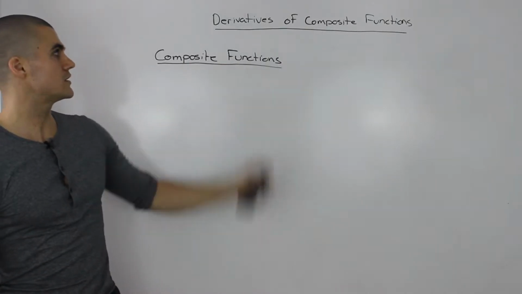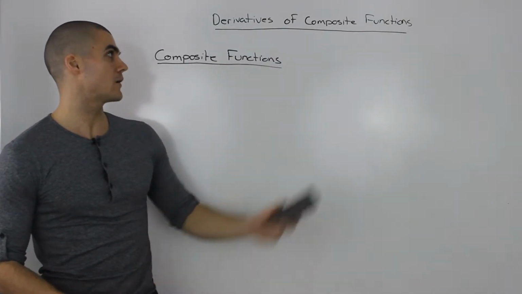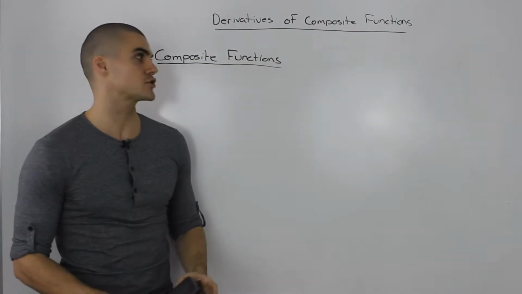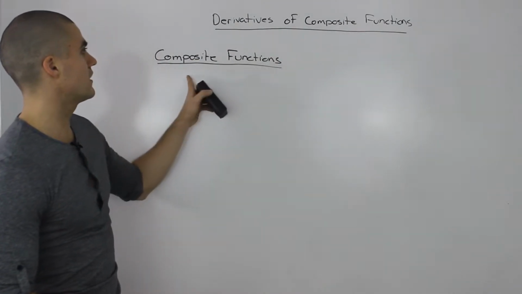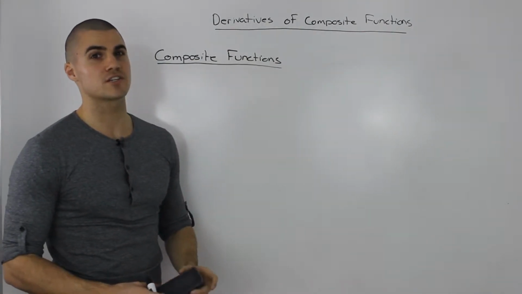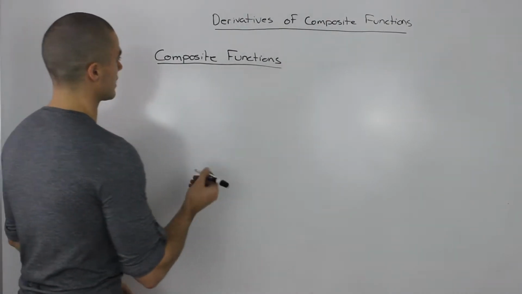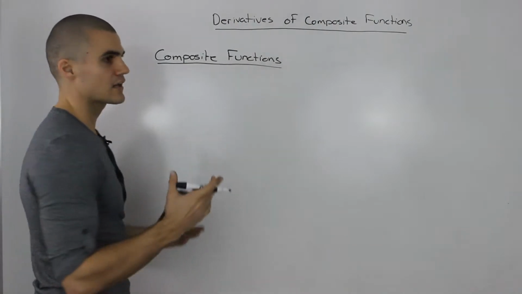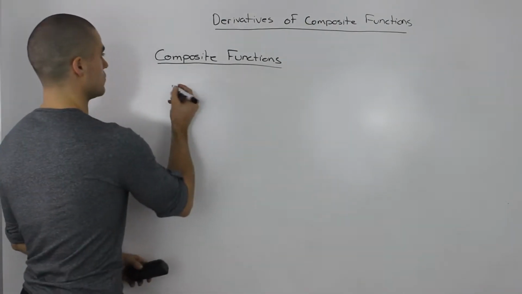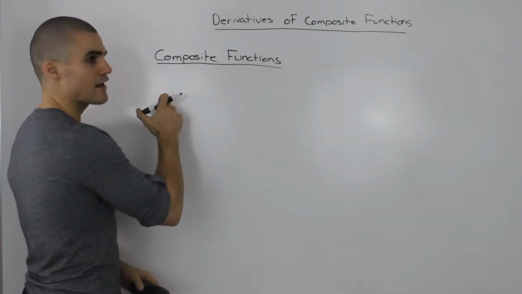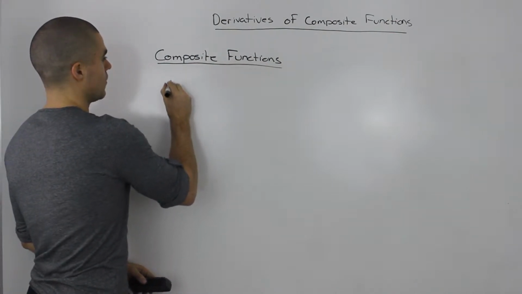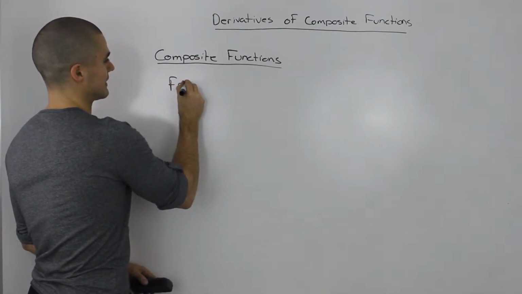Okay, moving on to the next section, we're now going to be talking about the derivatives of composite functions. If you recall, we touched on composite functions a little bit in advanced functions. Basically what they are is like a function within a function. So let's say you have two functions, f of x and g of x. Well, you might see something like this.